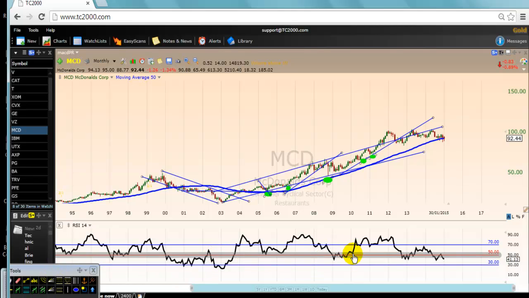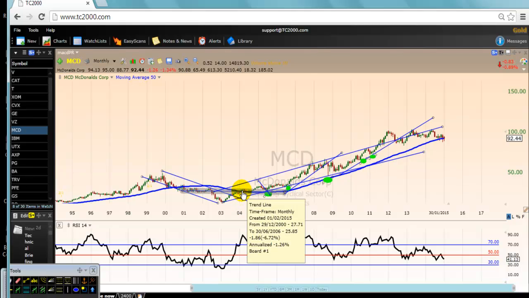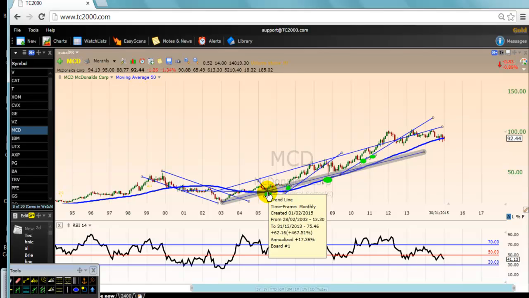So RSI crosses above the level of 50. It's equivalent to the price going above the moving average 50. Sometimes you may see that there is a discrepancy between the RSI and the price itself. But we will always pay attention to the price. If the RSI goes above 50, but the price is still below the moving average 50, we will wait until the price goes above the 50. The price is the number one indicator. All right? It makes sense?